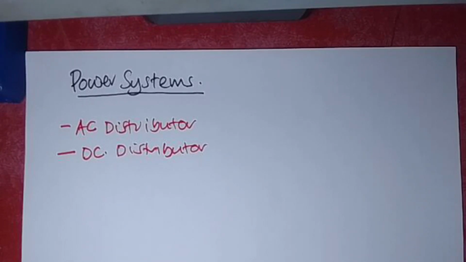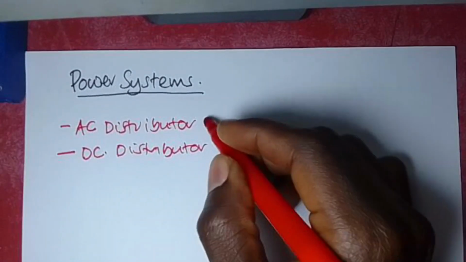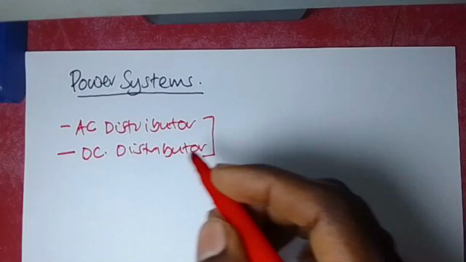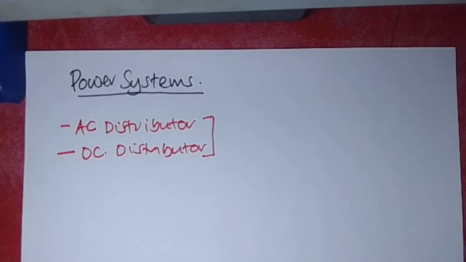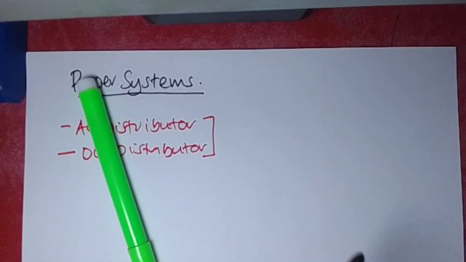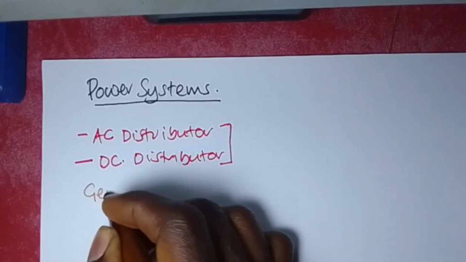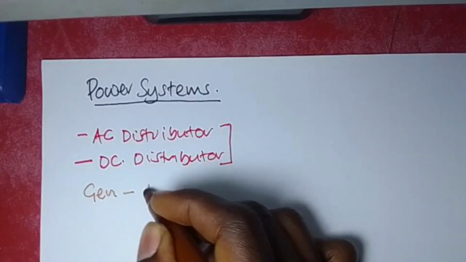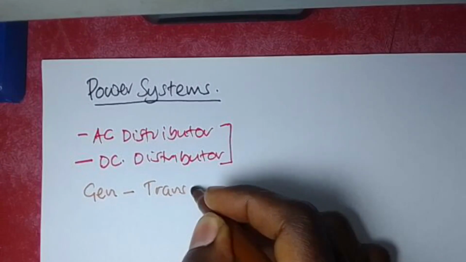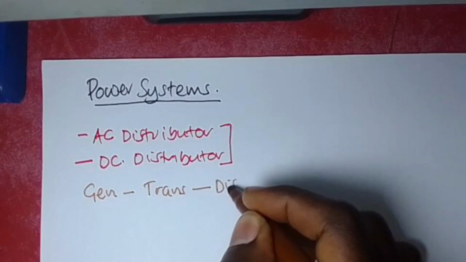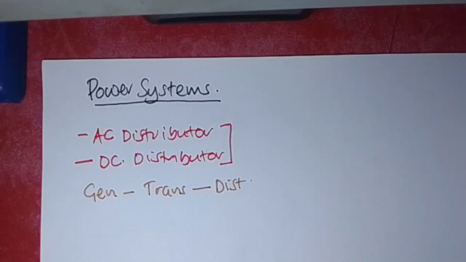So first of all, a distributor, we know that a power line consists of three main stages. That is, a power line consists of three main stages. That is the generation, then we go to transmission, and then we go to distribution.